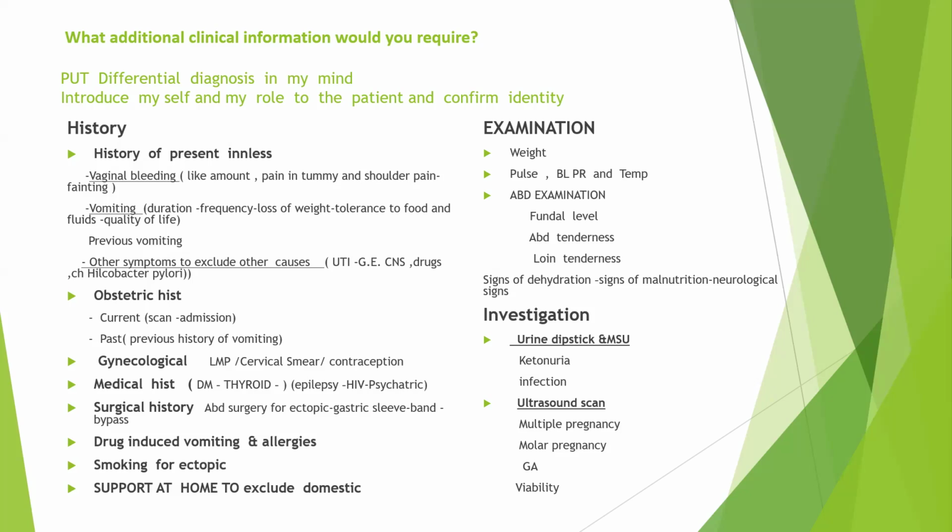Smoking, okay, because this patient is at risk of having ectopic if she's smoking, and how many cigarettes. And domestic, assure that the patient is safe at home, she has support and she is safe at home. This patient may have domestic violence, which will also be very amazing. So try only to add this very small information to your information gathering.